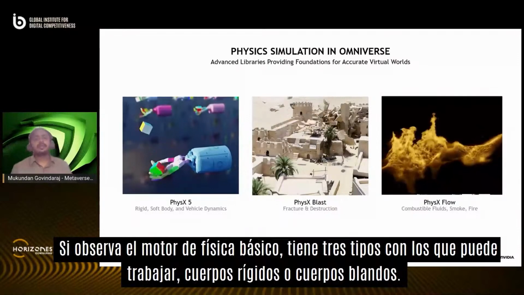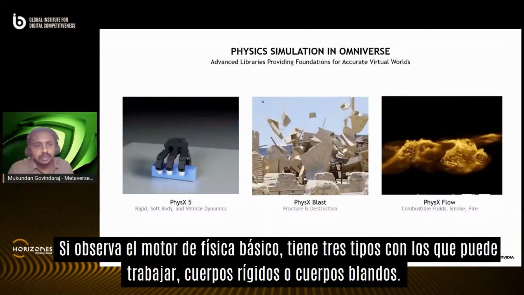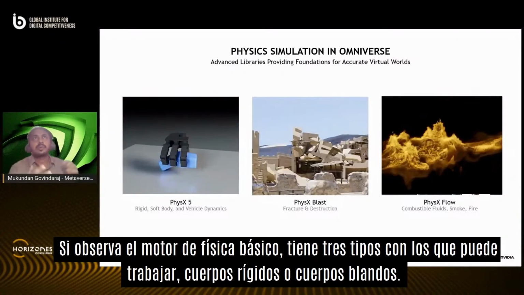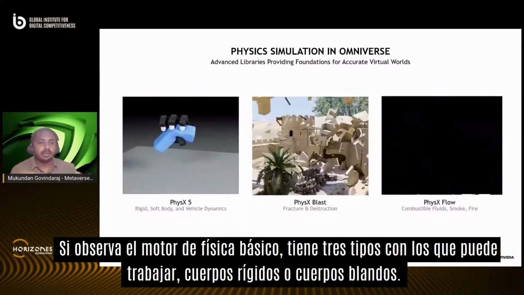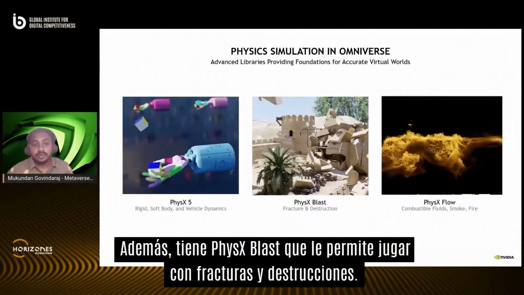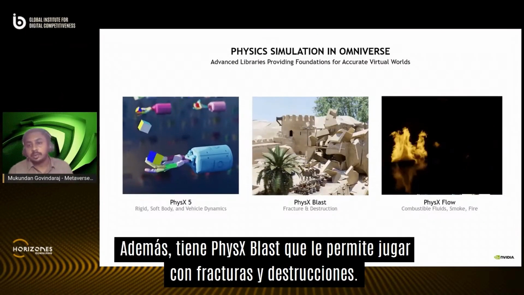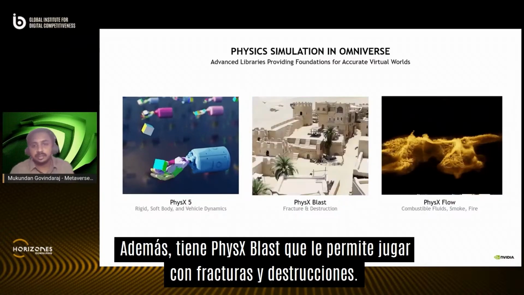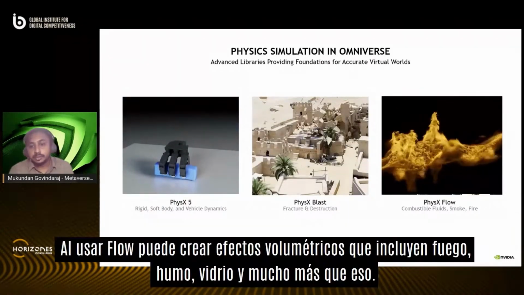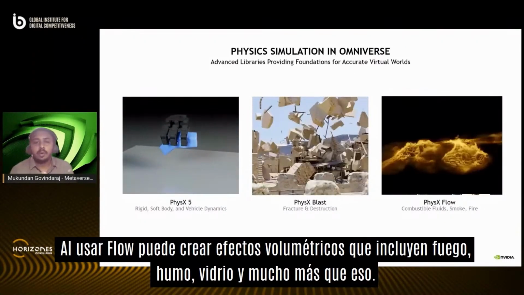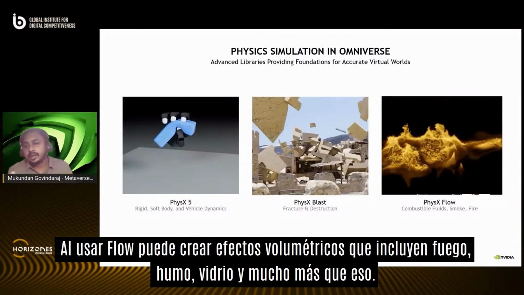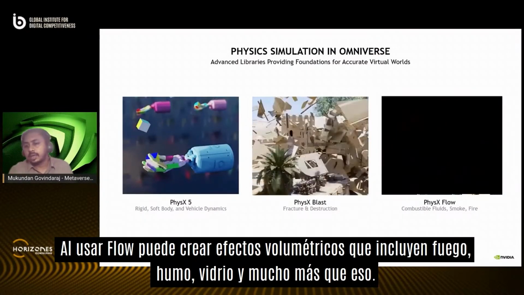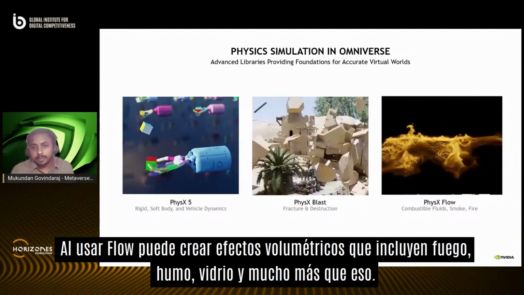So if you look at the basic physics engine, you have three types. You can work with rigid bodies or soft bodies. Plus, you have Blast, which lets you play with fracturing and destruction. And also using Flow, you can create volumetric effects, which include fire, smoke, blast, and a lot more than that.